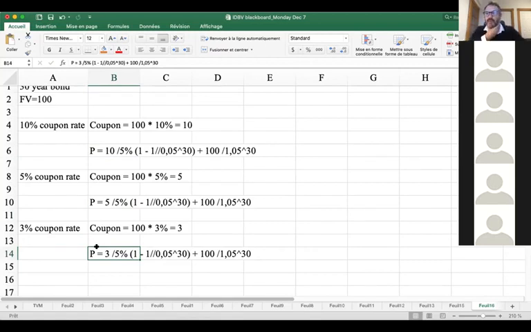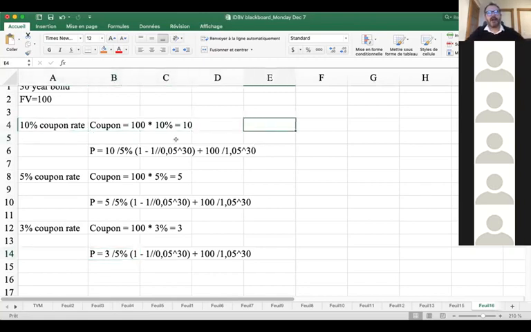So remember that what we are trying to illustrate here is that if the coupon rate is higher than the yield to maturity, the price of the bond will be at a premium. If the coupon rate is equal to the yield to maturity, the price of the bond will be equal to the face value. And if the coupon rate is lower than the yield to maturity, it means that our bond is not very interesting. And so that means that the price will be at a discount, okay?